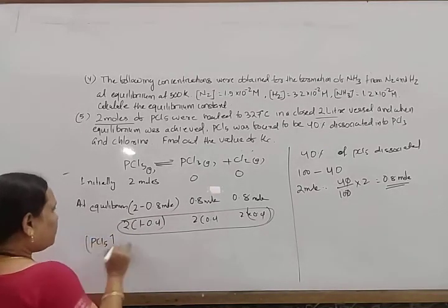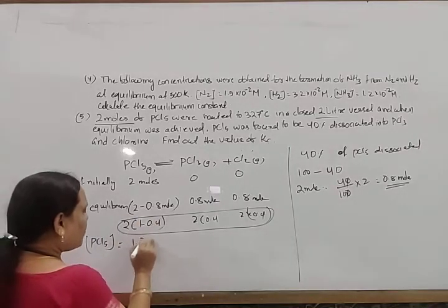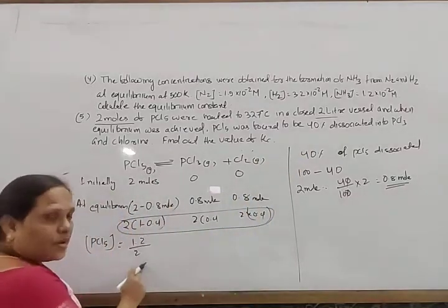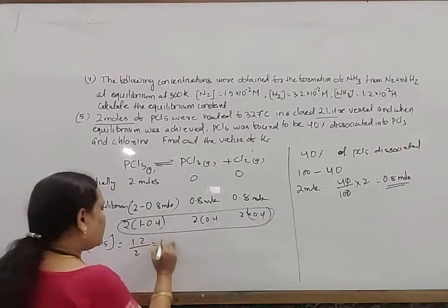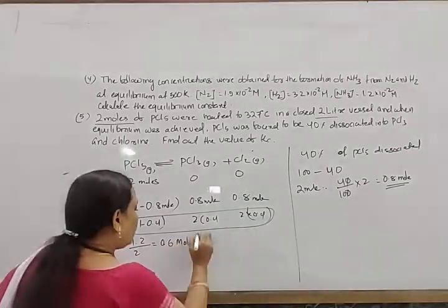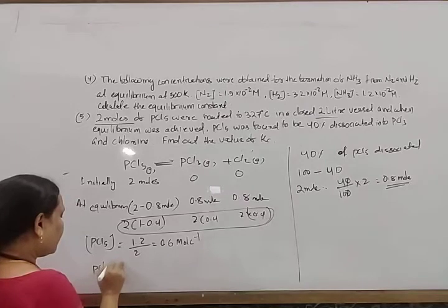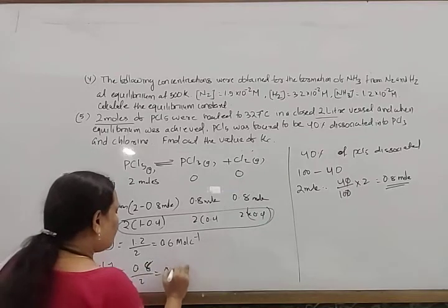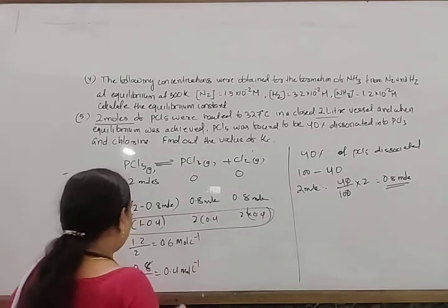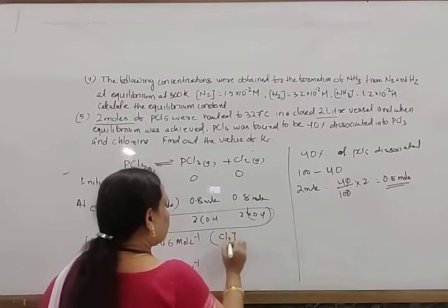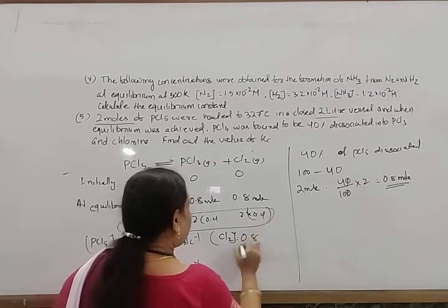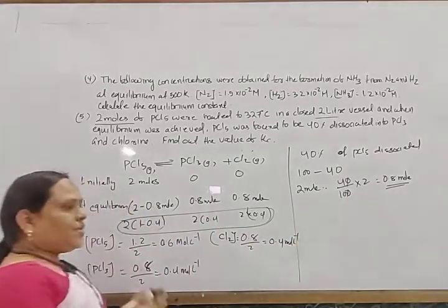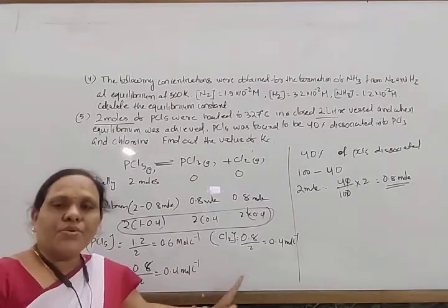So the molar concentration of PCl5 is 2 minus 0.8 is 1.2, divided by 2, because the vessel is 2 liter. Number of moles per liter is 1.2 by 2, that is 0.6 mole per liter. PCl3 concentration is 0.8 by 2, that is 0.4 mole per liter, and chlorine concentration is also 0.8 by 2, 0.4 mole per liter. So here we have found the concentration at equilibrium.